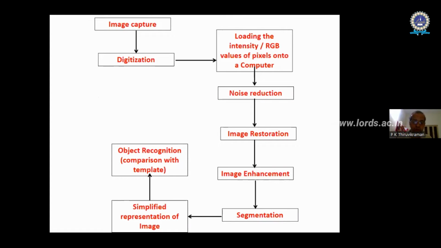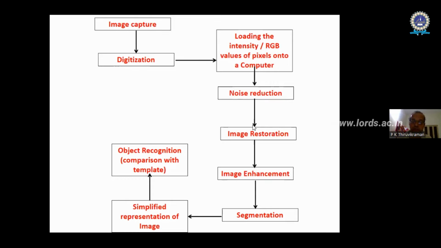Now let me give you an overall view of where we are going and why we need to do this. As I mentioned, there are some sophisticated applications in the beginning, like robotics and so on, but that involves a lot of steps. For example, it will start with image capture, then digitization, then loading the intensity onto a computer, because we want to do the processing in the computer. Noise reduction is the first step, because if there is noise, any other recognition algorithm is going to get confused. So first you reduce the noise by doing some kind of filtering.